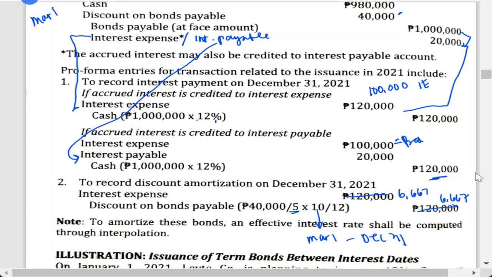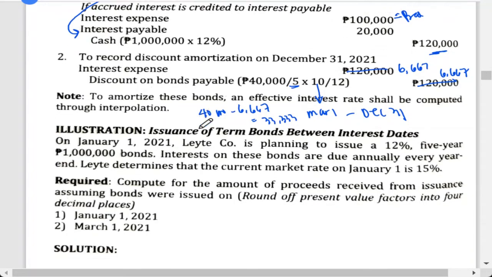Okay. So, how much now is the balance of your discount on bonds payable? So, that's 40,000 minus 6,667. So, that's how much? 33,333. This is your balance on the discount on bonds payable at the end of 2021.